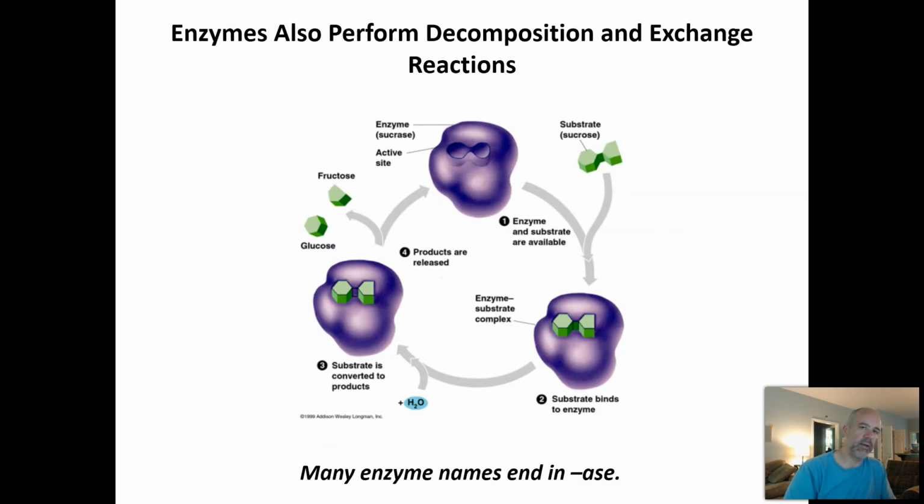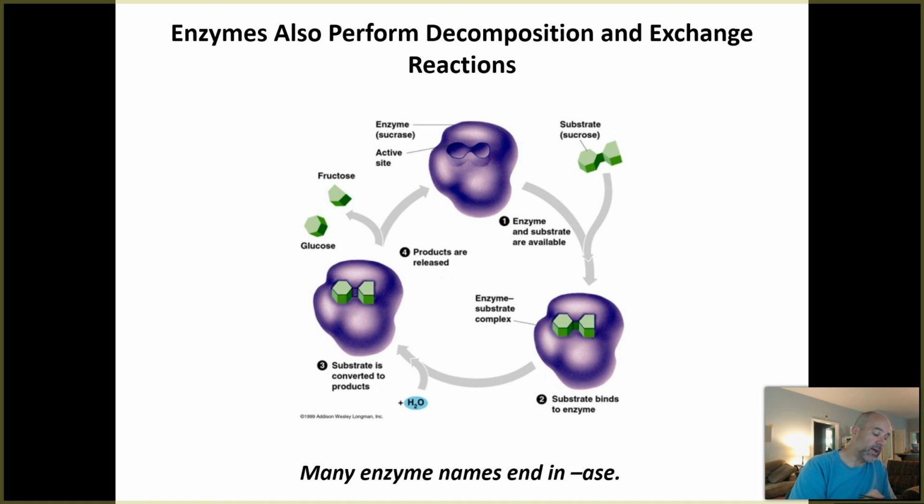All right, let's take a look at an example of another type of enzyme. So that was an enzyme performing an endergonic and anabolic type reaction. We were building a dipeptide from two amino acids. Enzymes also perform decomposition and exchange reactions, the other types of chemical reactions as well.